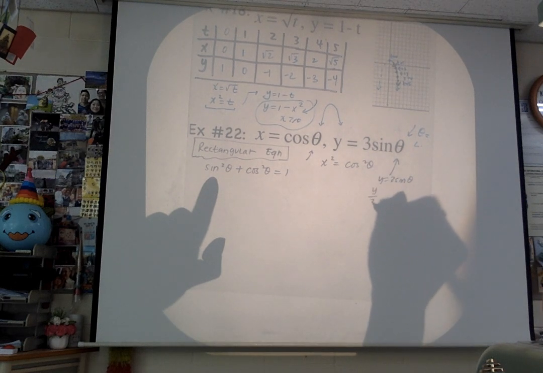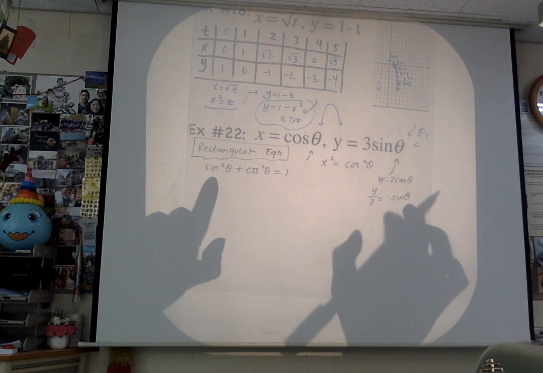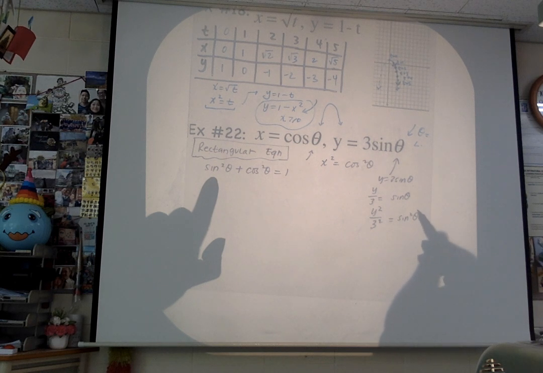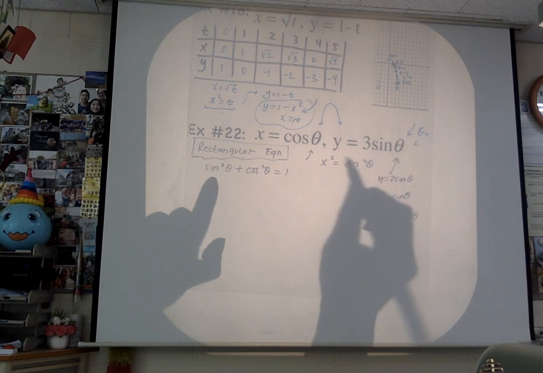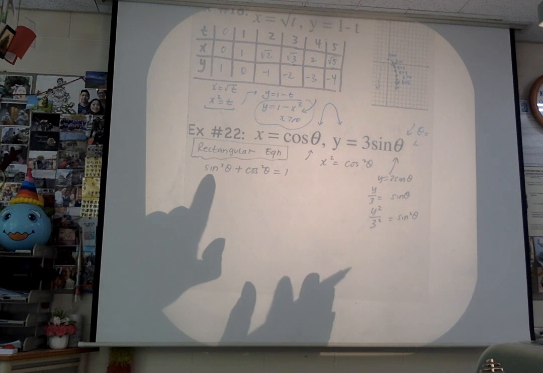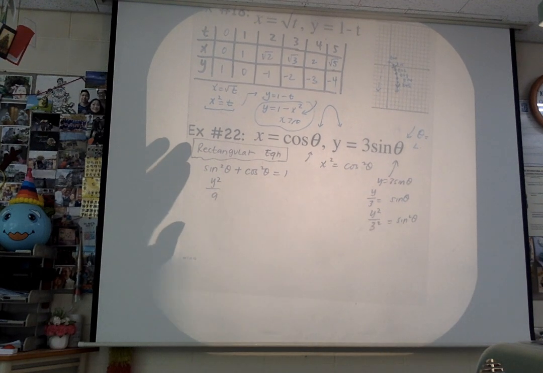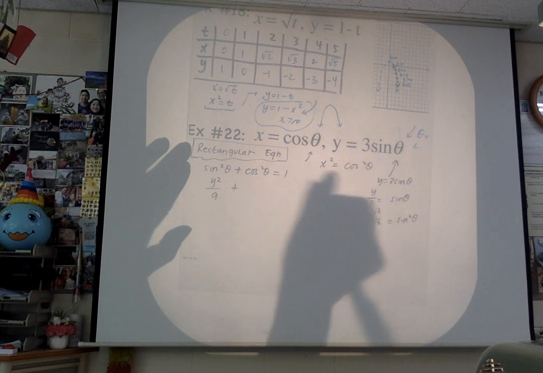So let's divide by 3. Oh, almost. But if we square both sides, we get y squared over 3 squared, which is sine squared theta. Oh, look, sine squared theta is in y, cosine squared is in x. So let's try plugging it in here. What's sine squared theta again? It's y squared over 9. What's cosine squared theta again? It is going to be x squared.